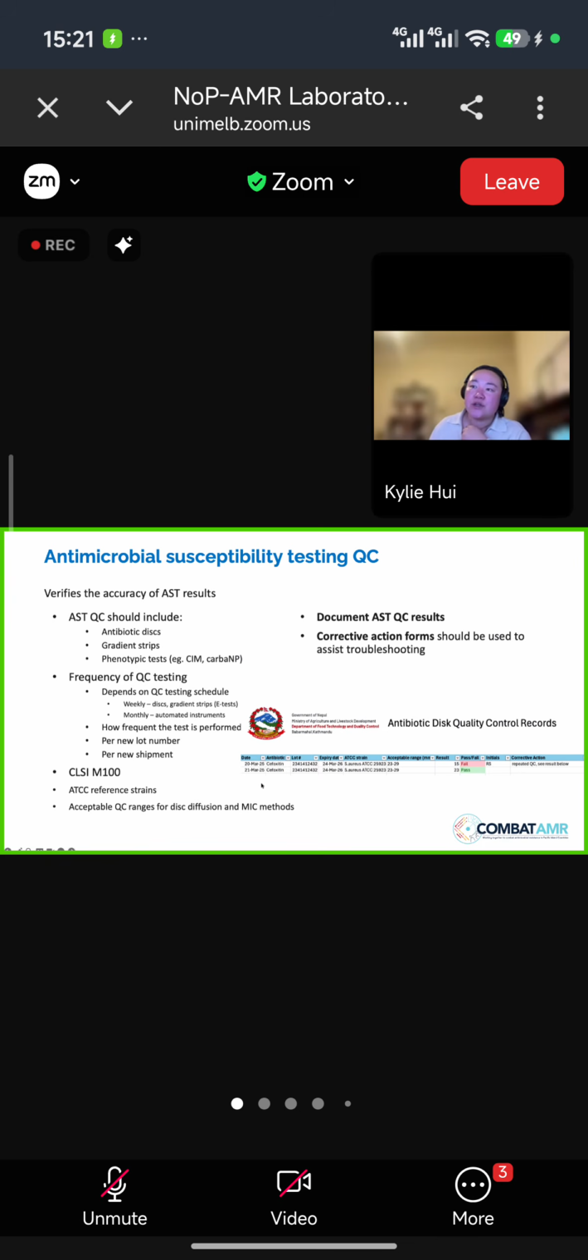In this one, on the 20th of March, we did a cefoxitin disc. It failed because it's outside the range. The person who did it was RS, and the corrective action was repeat QC, see results below. The next day, you can see that it was done and that it was within range, and now it's passed.